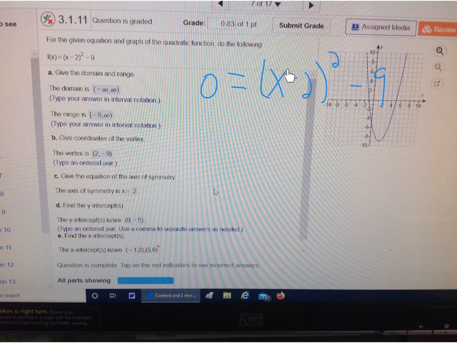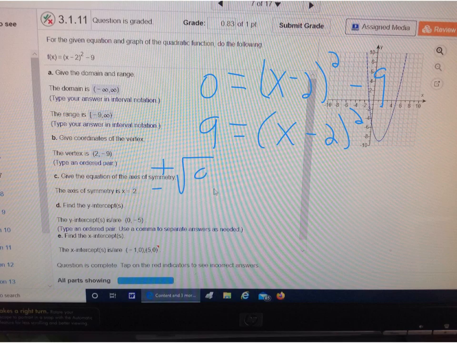How do you solve this? There's different ways. We covered earlier in the semester how to solve quadratic equations. Since we have a perfect square here, the easiest way is to use the square root property. I would add 9 to each side and then apply the square root property.